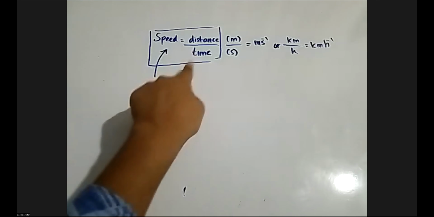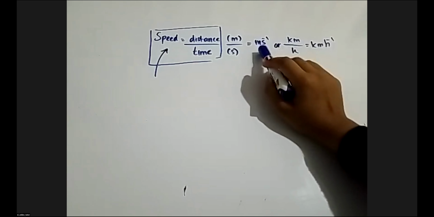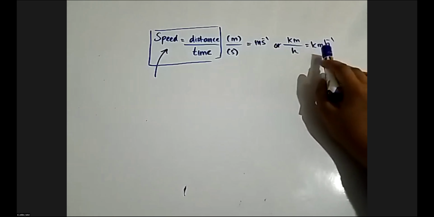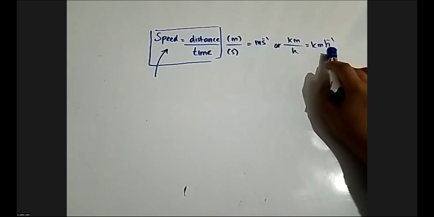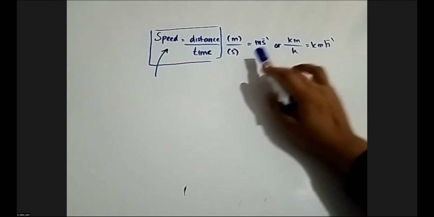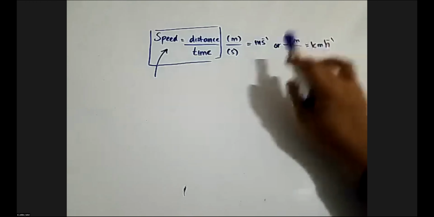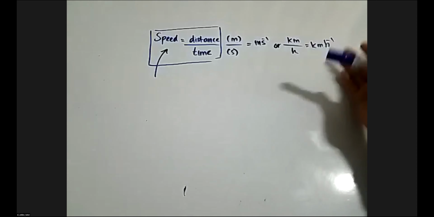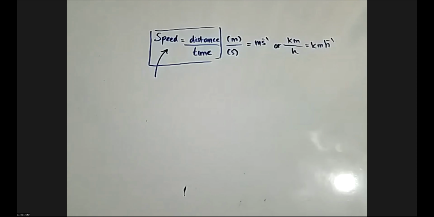First of all, copy down this one and copy down the units, meters per second and kilometers per hour. This is very important. You can get questions in your O-level papers, term test papers, model papers, to convert meters per second to kilometers per hour, or to compare the units. Copy down this.